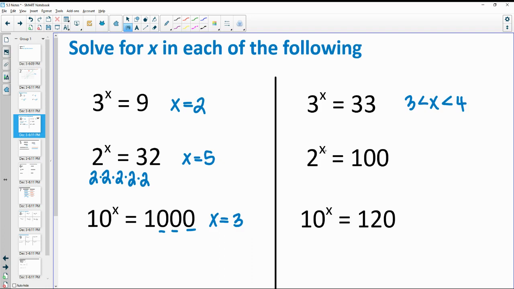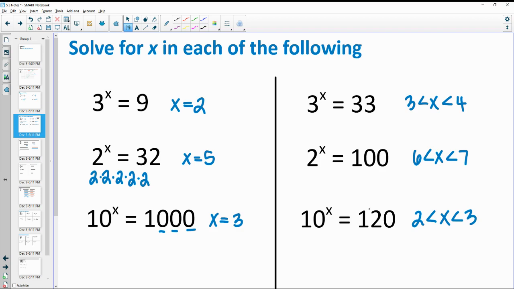Here, 2 to the 5th was 32. So 2 to the 6th is 64. And then 2 to the 7th would be 128. So here we know that our x value is somewhere between 6 and 7. And in this last one, 10 squared is 100 and 10 cubed is 1,000. So we know that our x value is somewhere between 2 and 3.